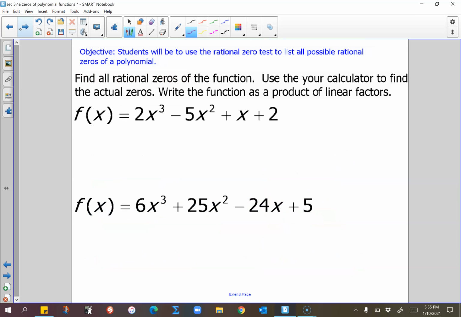Okay, so let's put that together with actually finding the zeros. I want you to find all the rational zeros, and then we're going to graph it and see which ones it does actually cross at. So we'll do the first one here. P, my constant, is 2, and Q is also 2.